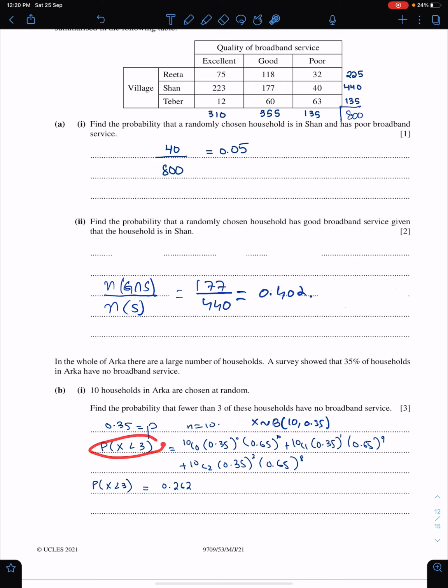We need less than 3. For that we need to add 3 probabilities: 0, 1 or 2. This is the answer up to 3 significant figures.